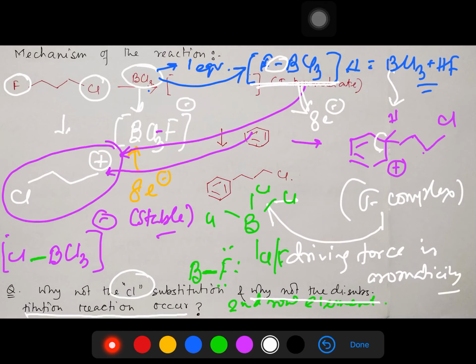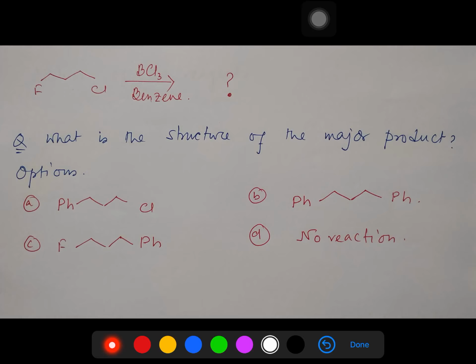Okay, so what is the answer of this discussion? The answer is this one. Why not di substitution I have explained, and why not chloro I have explained. So this is the answer. Now, what have you learned today?